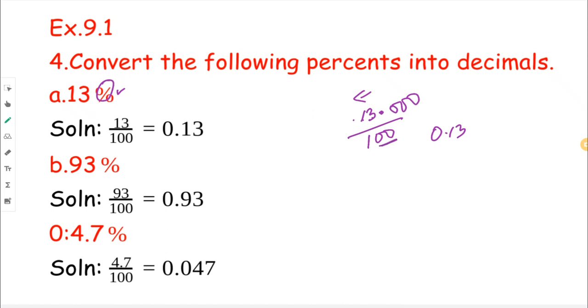We'll do one more. B, right? 93%. So 93 by 100. So remember, 93, then here a point, and then there are an infinite number of zeros, right? Divided by 100. How many zeros are there? There are 2, right? So 1, 2, and it will be here, which means my answer will be 0.93. Clear? So do the same thing here.